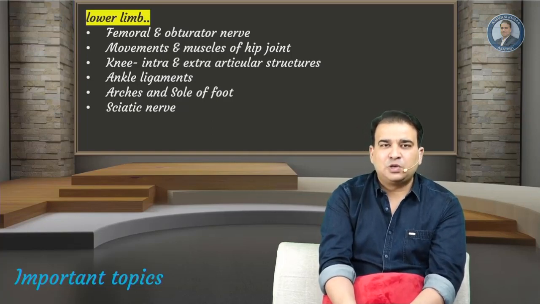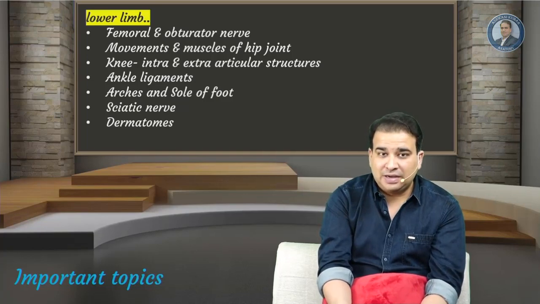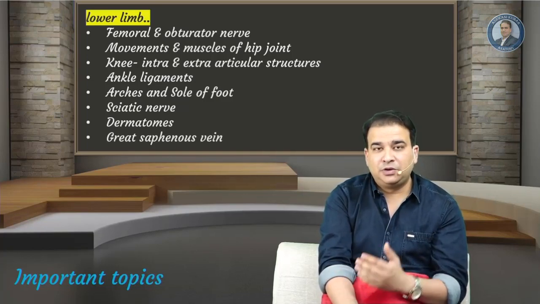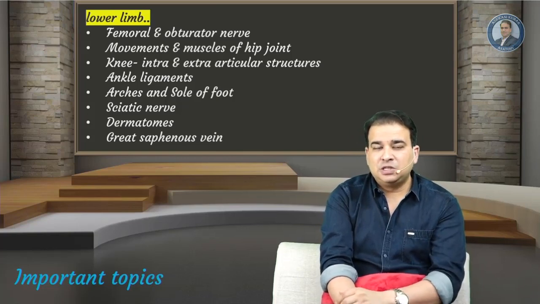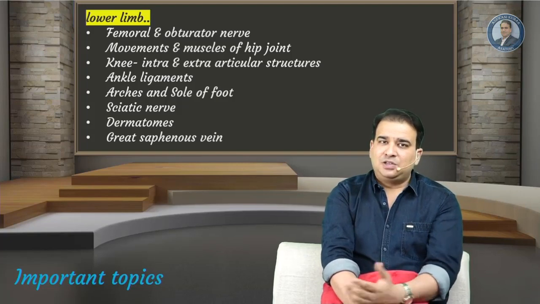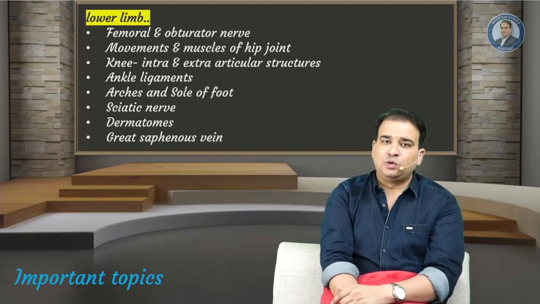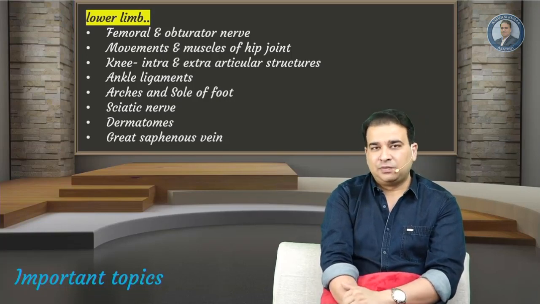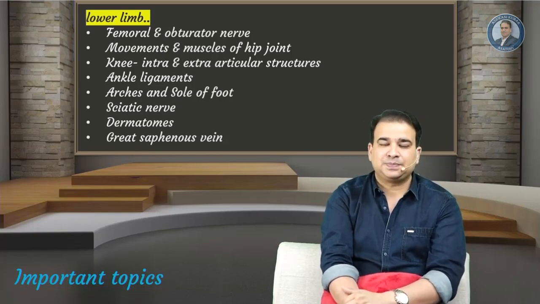Also make sure to read about the great saphenous vein. Read about its formation, its drainage, the tributaries, and especially the perforators of the great saphenous vein. What is the level of the perforators? And just like the upper limb, as I already mentioned, the dermatomes of the lower limb are again important, especially the dermatome on the dorsum of the foot, the first web space.